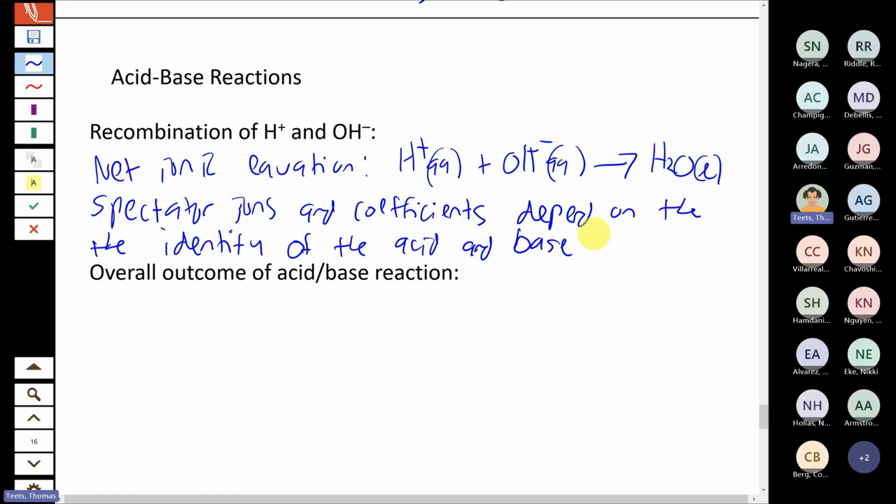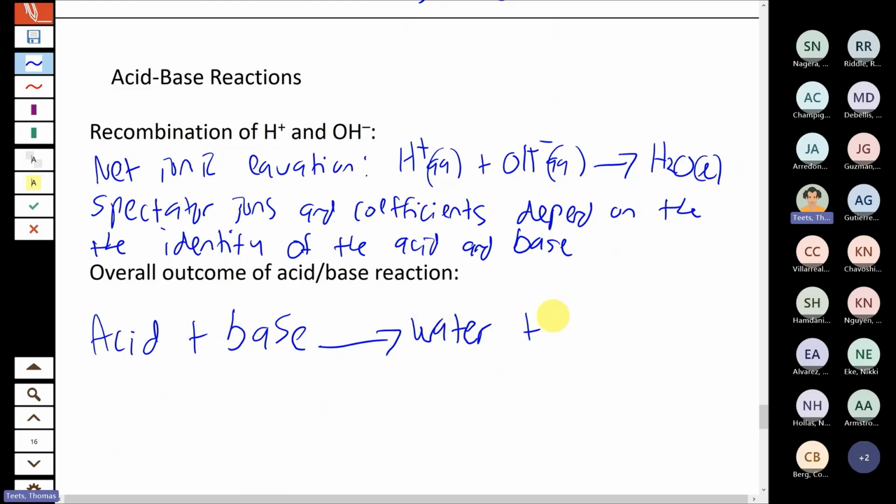All right, so the spectator ions and the coefficients for the overall equation will depend on what the formulas are for those. So if you're talking about the overall outcome, the full molecular equation for an acid-base reaction is always going to look like this in very general form. Acid plus base as your reactants. The H+ from the acid and the OH- from the base combine to form water. So that's one of your two products.